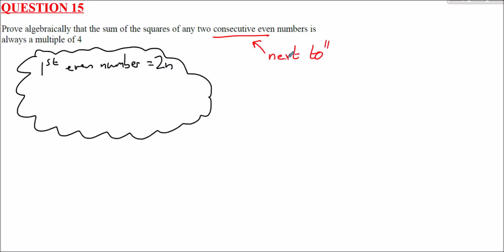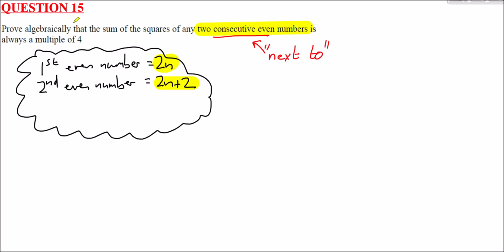So the next even number is one consecutive, the next one after the first. So if the first one is 2n, the second even number, we can say, is going to be 2 bigger than the first one, because even numbers go up in 2s. For example, 8 is 2 bigger than 6, quite obviously. So if we call the first one 2n, the second one we can call 2n plus 2. So now we've set up the question, we've got the 2 consecutive even numbers, 2n and 2n plus 2.